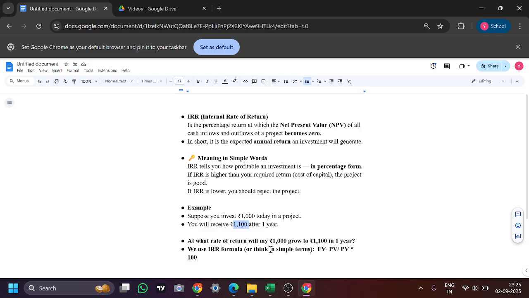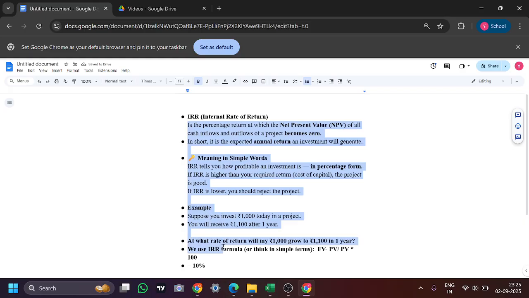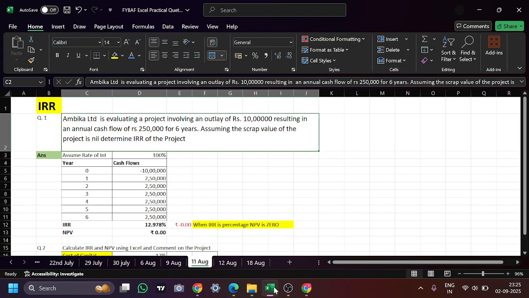So to calculate this we have a simple formula, that is future value minus present value divided by present value into 100. So with this you will get the value of IRR as 10%. I hope this is clear. If this is clear to you all, you will be able to solve the sums of IRR.